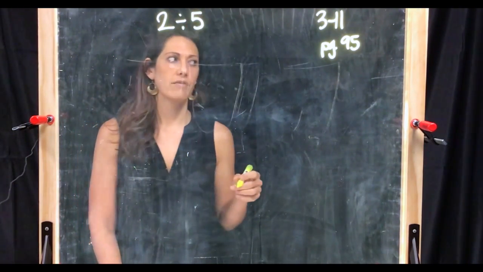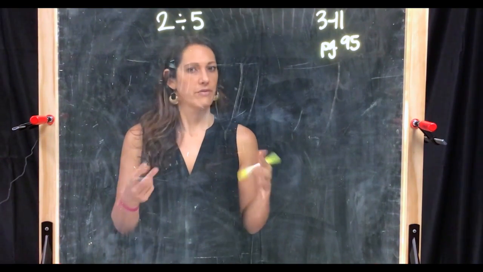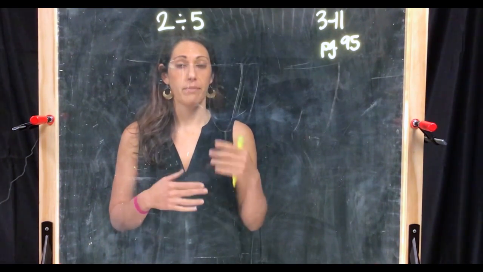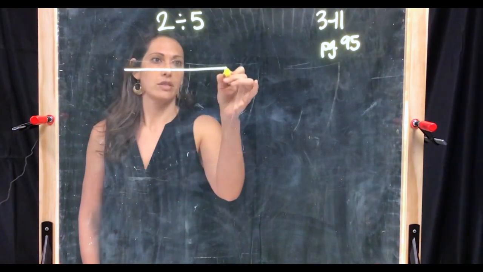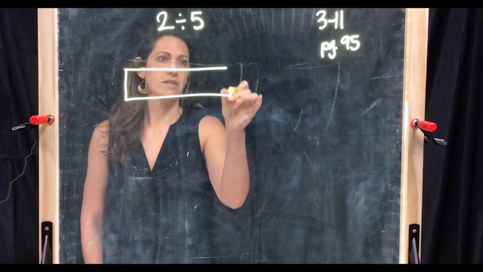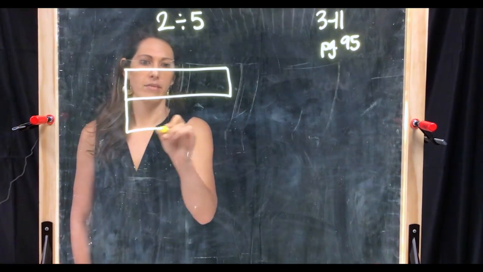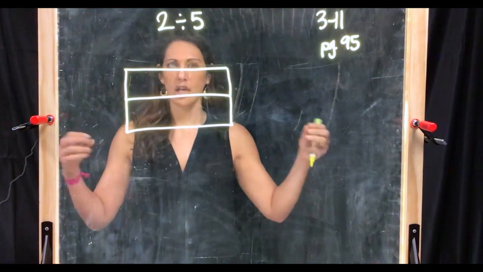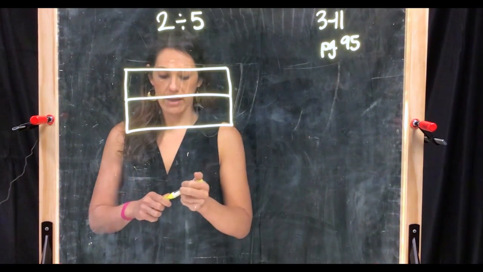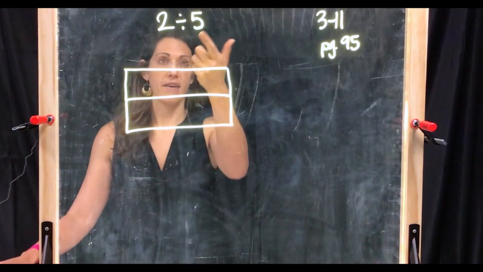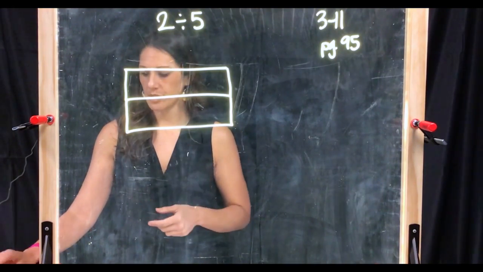So I'm going to think of a time when I would have 2 of something and I would need to divide it by 5. So let's say that I have 2 sandwiches. Here's my first sandwich and my second sandwich. They're like foot-long sandwiches, okay? I have 2 of them and I'm going to divide it by 5 because I have 5 friends that want to share these 2 sandwiches.